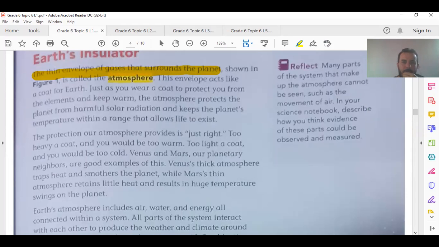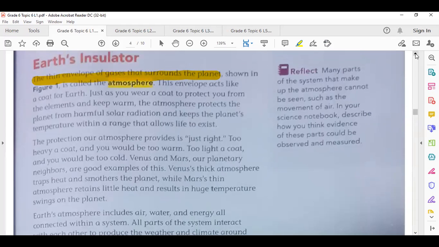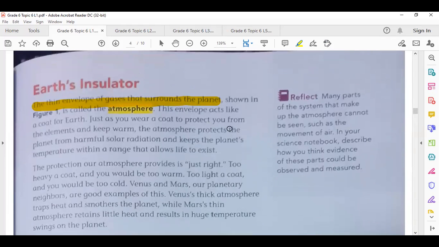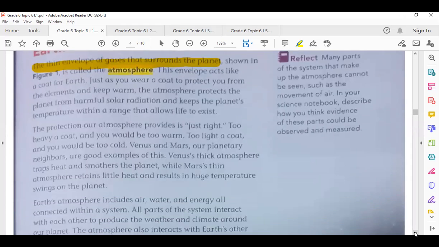Okay. Sorry. No problem. So the atmosphere is a thin layer of gases, or thin envelope of gases, that surrounds the planet. It is made up of many gases: nitrogen 78%, oxygen 21%, and 1% for other gases like carbon dioxide, water vapor, and so on.